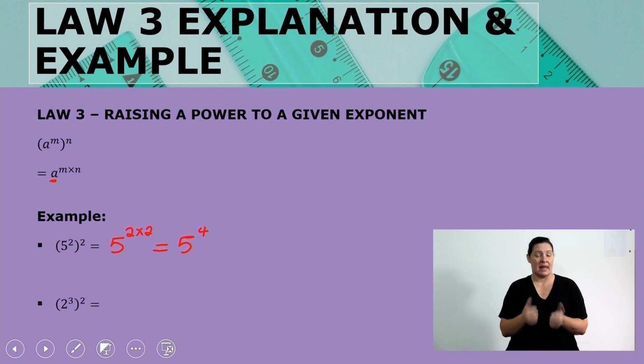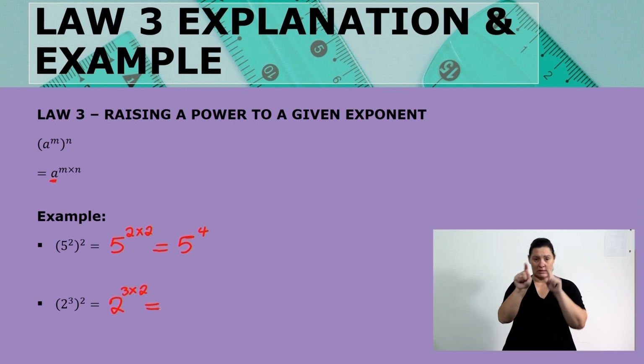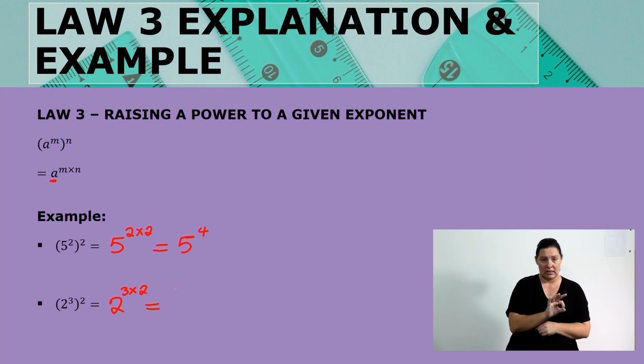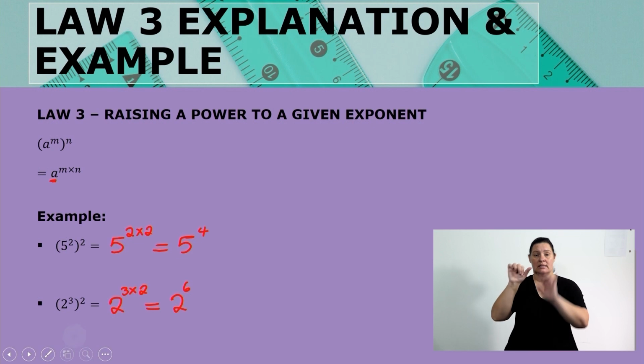And our next example is 2 raised to the exponent 3, and then that power is raised to the exponent 2. So what we are going to do is that we are going to write the base and we are going to multiply the exponents. So 3 multiplied by 2, is 2 to the exponent 6.